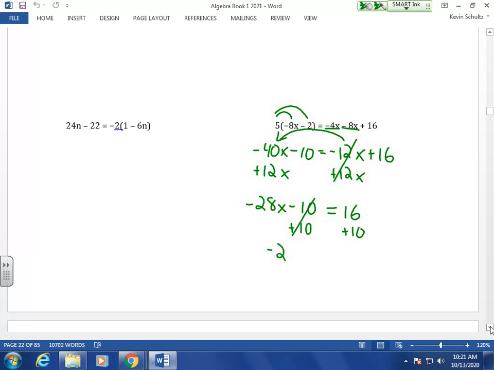Negative 28x equals positive 26. Oh, Bowser, you rascal. Okay. Now to get x by itself, we're going to divide by the coefficient. Divide by negative 28. And even though that does not work out evenly, that's okay.